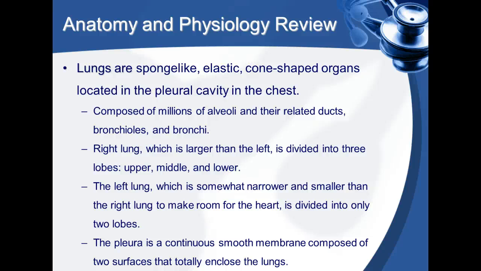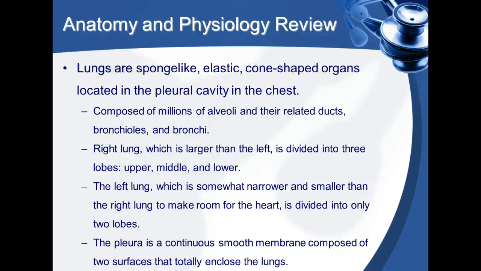When we do an anatomy and physiologic review, a lot of times I talk about the lungs as sponge-like, elastic, cone-shaped organs located in the pleural cavity in the chest. They're composed of millions of alveoli and their related ducts, bronchioles, and bronchi.